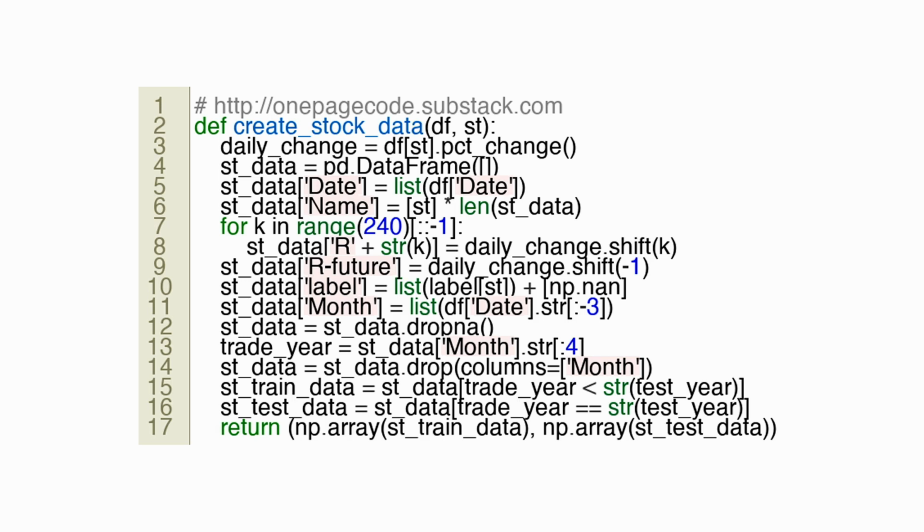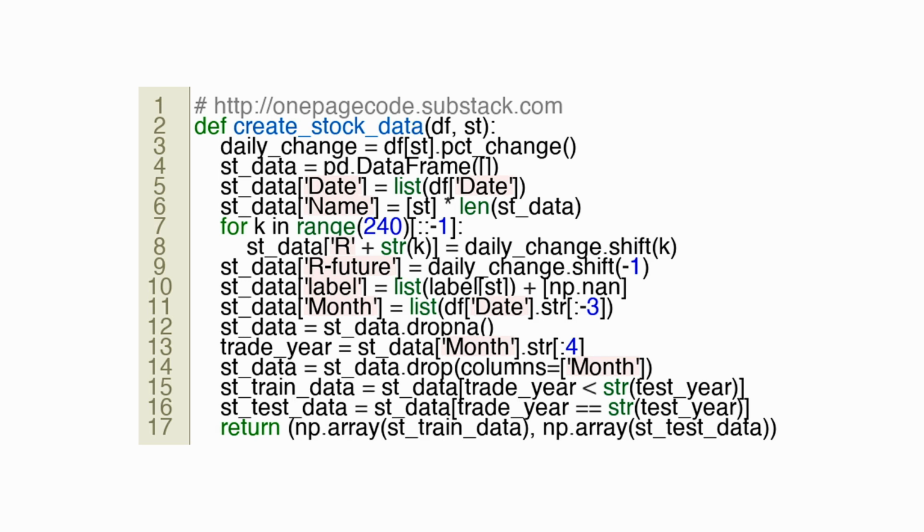Once the loop is completed, the next two lines assign values to the label column using a list of stock information for the st input and a NumPy library function to add a NaN value. The last three lines add another column, month, to the data frame, containing the month information extracted from the date column of the input data frame, and drop any rows with missing values. Next, the year is extracted from the month column and stored in a new column named trade_year. The data frame is then updated to drop the month column.